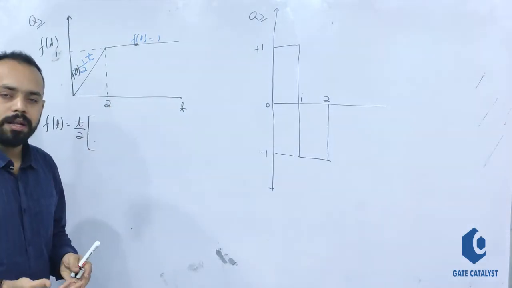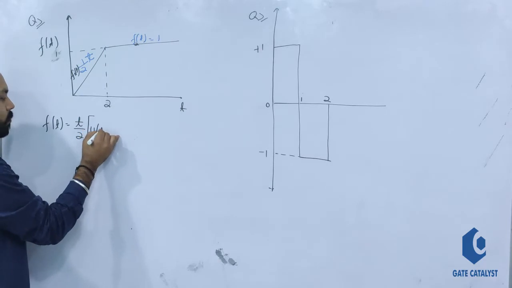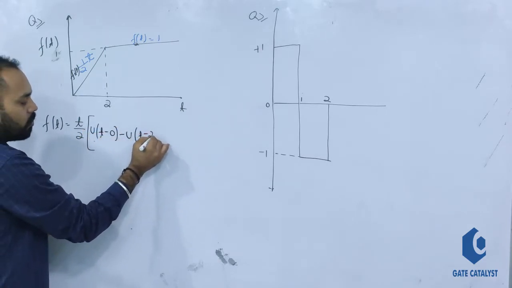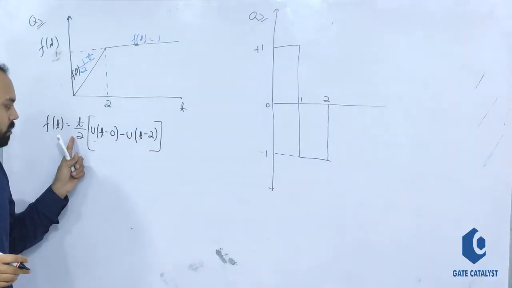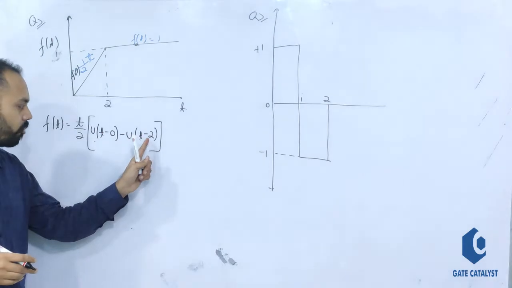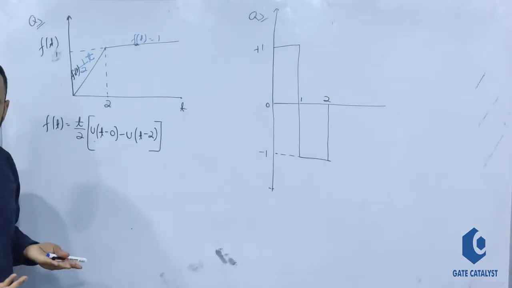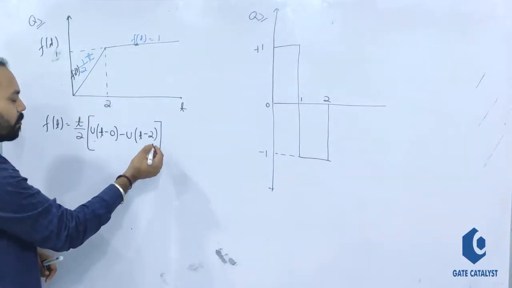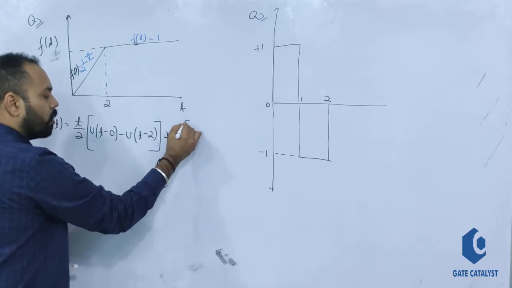So I just explained how to write it mathematically. I hope you understand this. So u(t minus 0) minus u(t minus 2). Getting my point? So this thing exists from 0 to 2. After 2, this thing is not present. Before 0, this thing is not present. So before 0, there is nothing, but after 2, there is something. So let us write about that. What is there after 2? It is 1. So let me write here 1.